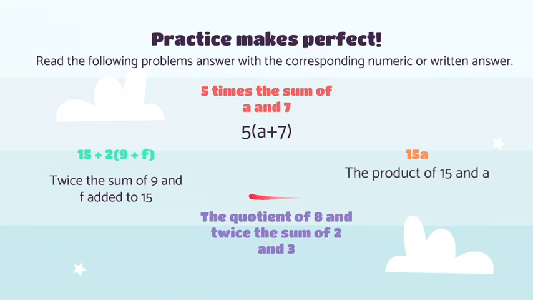Finally, we have this challenge problem. The quotient of 8 and twice the sum of 2 and 3. From this problem, we must pay attention to the word quotient, twice, and sum. For the first part of the question, we see the quotient of 8. So we know that problem will be dividing 8 and another number, and then twice the sum of 2 and 3. Similar to these two problems, it will be looking like that. Instead of the 5 here, it will be a 2, and the sum of 2 and 3. So it'll be 8 divided by 2 times 2 plus 3.